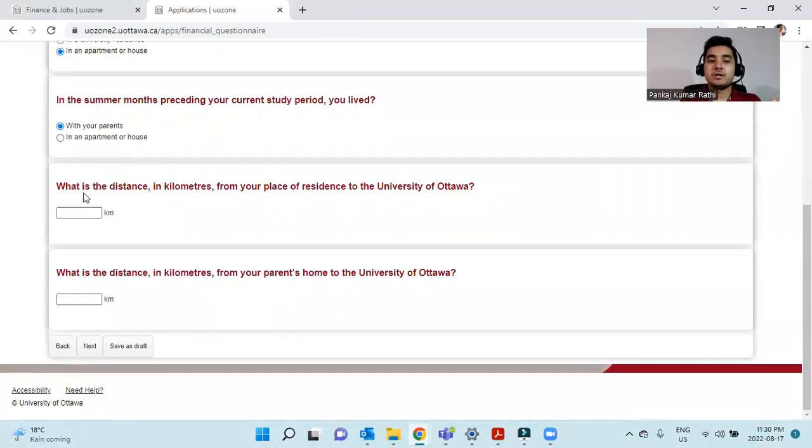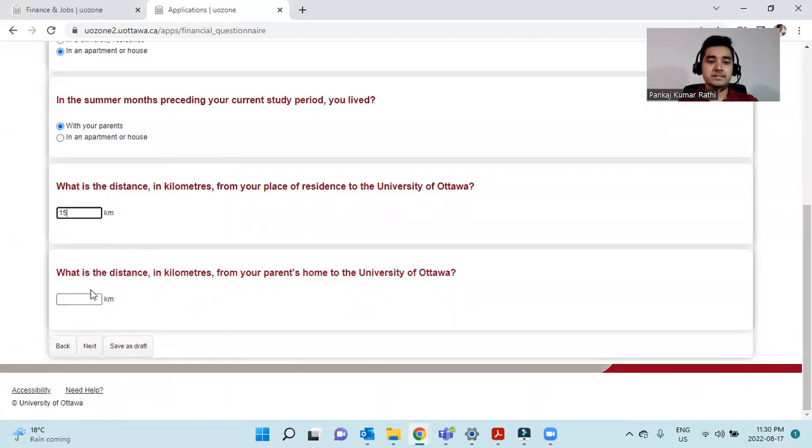Next, what is the distance in kilometers from your place of residence to University of Ottawa? This is basically after you came to Canada, at the place where you're currently living in Canada, how far is the university? For example, if my house is located near the Bayshore area, from Bayshore area to University of Ottawa is around 15 kilometers. So I will mark it as 15 kilometers.